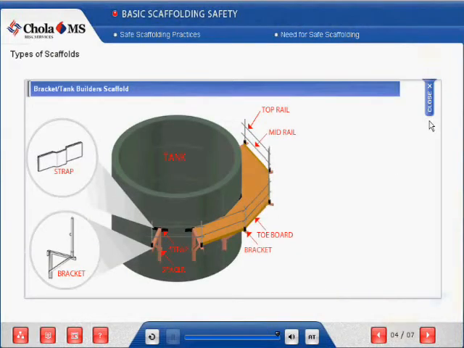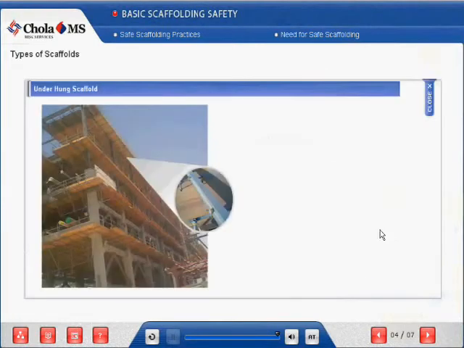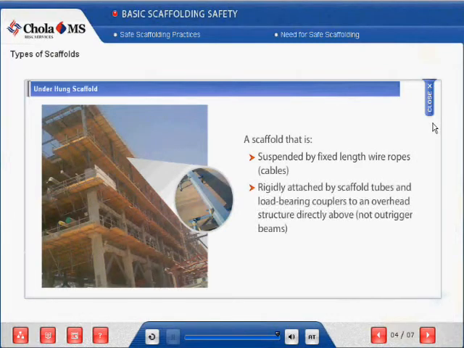Bracket or tank builder's scaffold is a scaffold supported by bracket straps welded to the tank wall. Upright brackets are hooked onto the straps. Underhung scaffold is a scaffold that is suspended by fixed-length wire ropes or cables, or it is rigidly attached by scaffold tubes and load-bearing couplers to an overhead structure directly above, though not the outrigger beams. It has a work platform that cannot be raised or lowered.